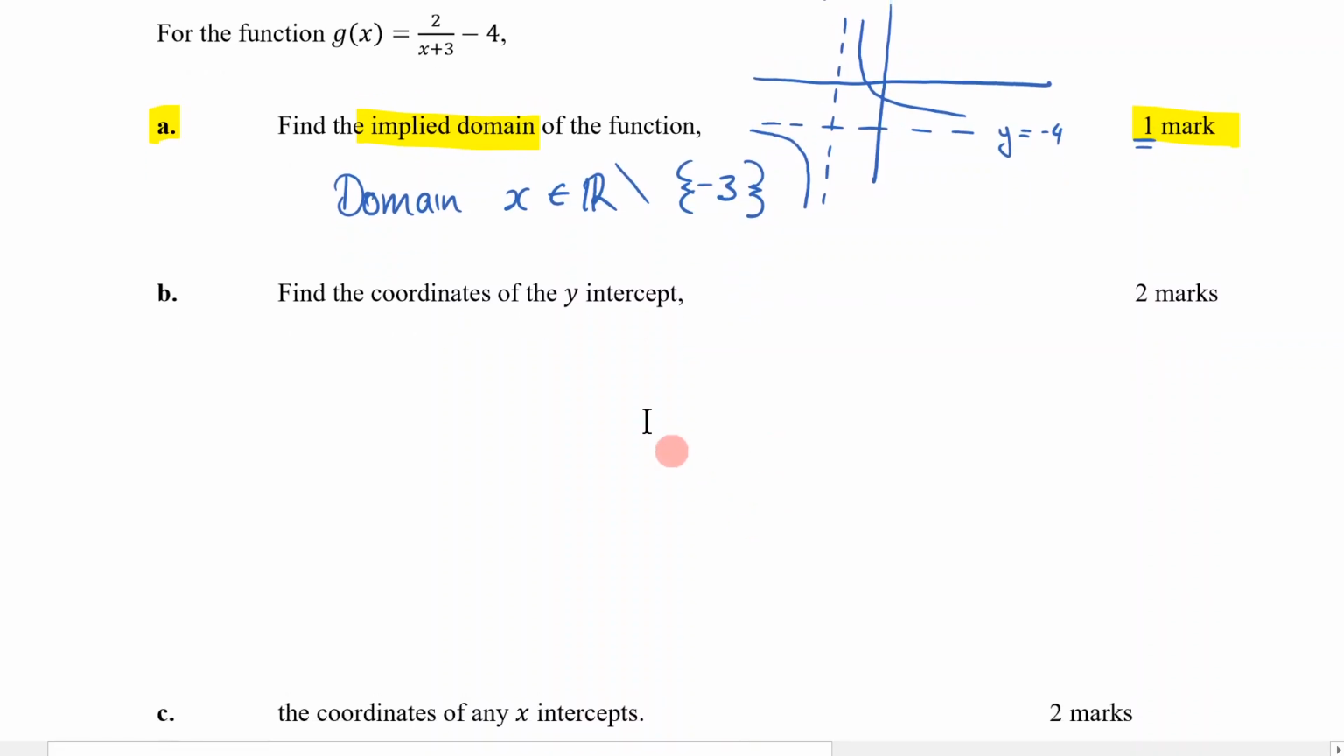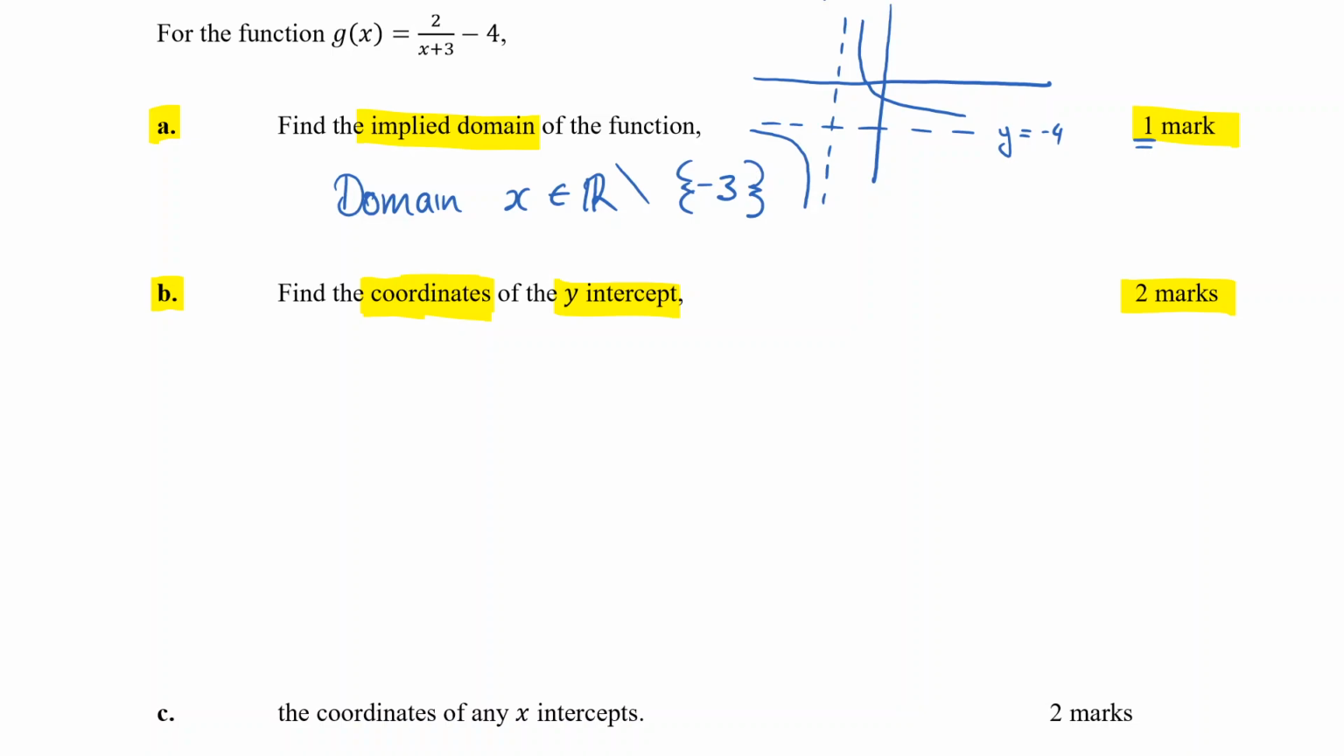Next, B, make sure that you bring a highlighter in. I just find that it's important that you're highlighting the key term. So B, we need to find the coordinates of the y-intercept. Very key word here, coordinates. It wants the answer in coordinates. It doesn't just want y is equal to something, it wants the coordinates. It's worth 2 marks as well. So that means it's going to be 1 mark for working, and then 1 mark for those coordinates.